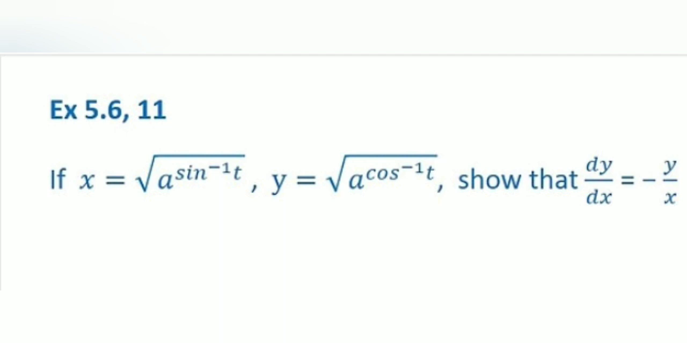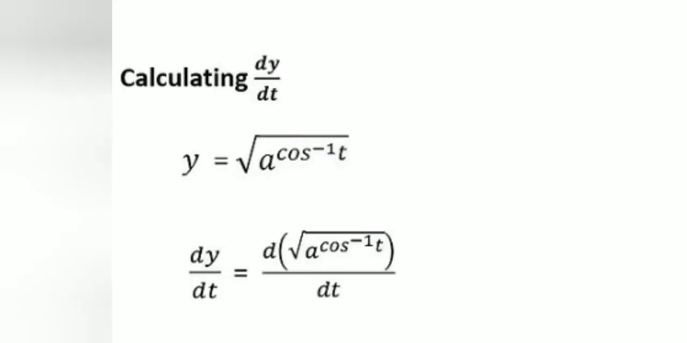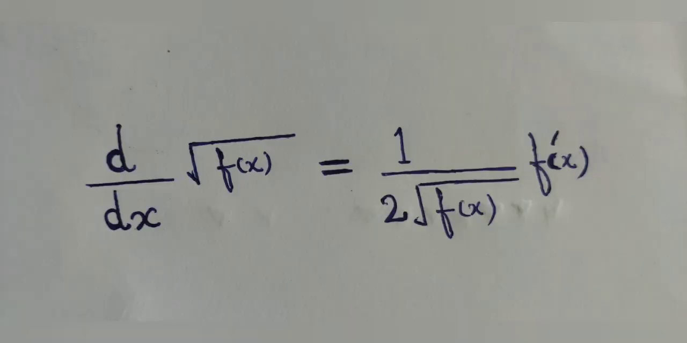That is, if x is equal to under root of a raised power sine inverse t, and y is equal to under root of a raised power cos inverse t, here t is the parameter, and we have to show dy by dx is equal to minus y by x. Let us first find dy by dt. That is, we have to differentiate y with respect to t. We know that differentiation of root of f x is equal to 1 by twice under root of f x into f dash x.